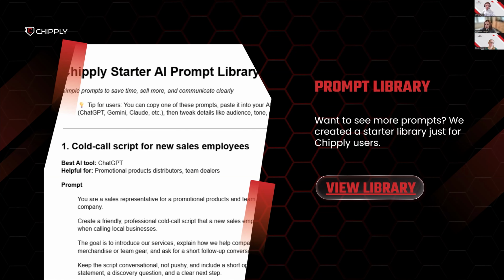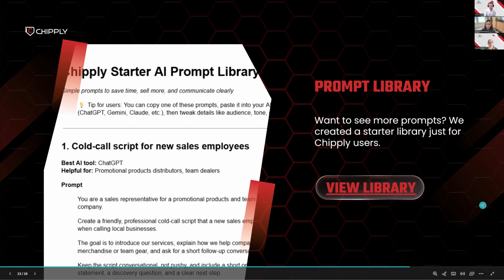Some of the things that we've included in here for you are a cold call script for new sales employees, and the tool you'd use for that one is probably ChatGPT. Turn a product image into a lifestyle image, social media ideas for this week, rewrite an email for clarity and engagement, improve product copy using brand voice, explain how an online store works, create store launch reminder emails, create an FAQ for a store. These are just a few, like I said, to get you started.